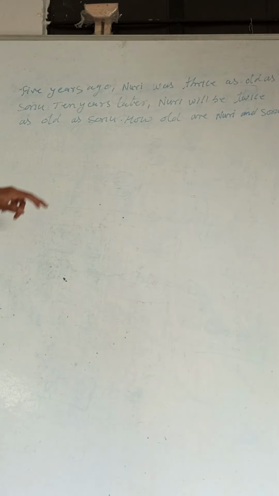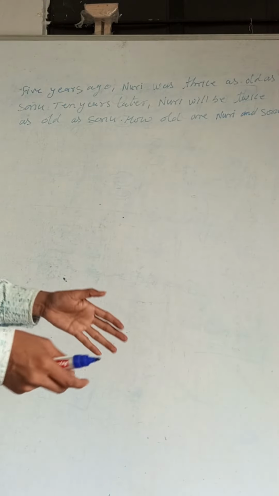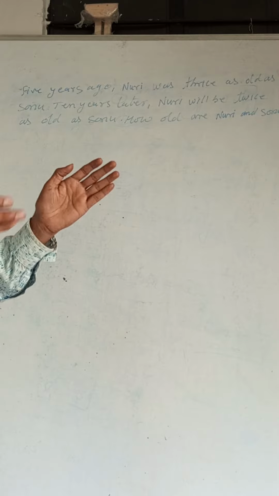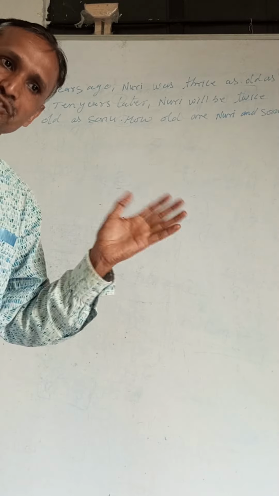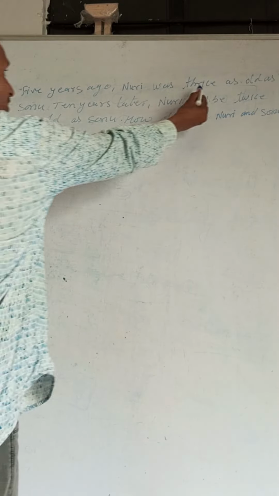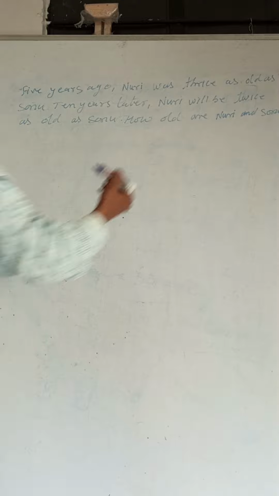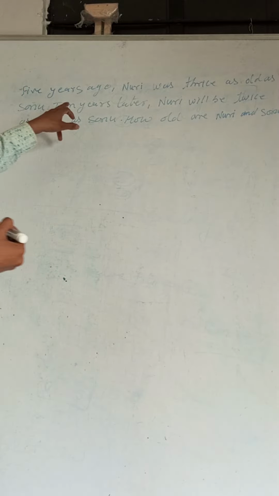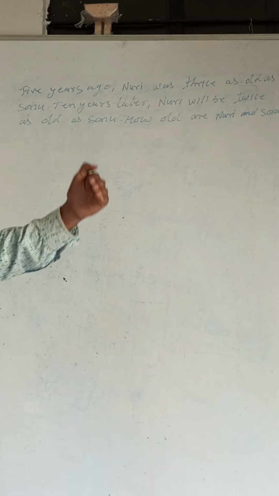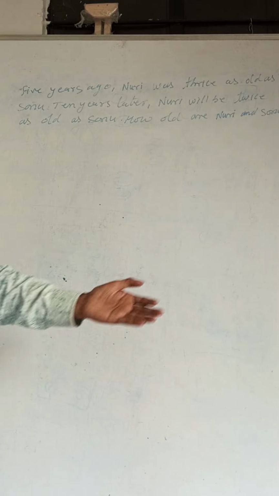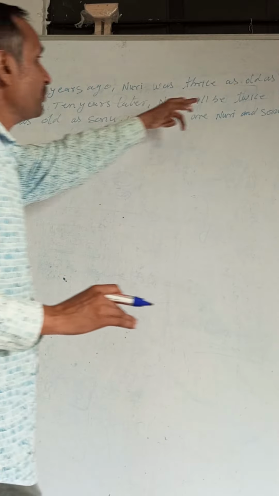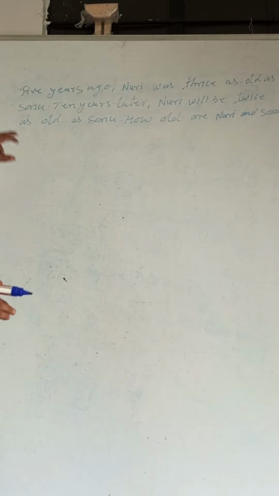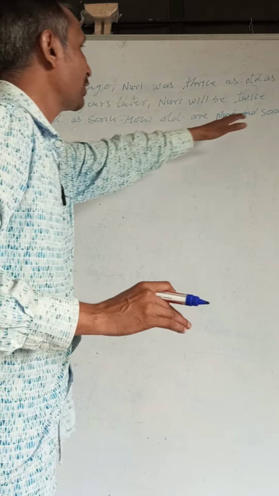Now the question is given: 5 years ago. Ago means before. Means today, suppose today is 2022, so 5 years back, 2017, Nuri was thrice, thrice means 3 times, as old as Sonu. Then 10 years later, means from now 10 years, this is 2022, after 10 years what will become, 2032, Nuri will be twice, means double, 2 times, as old as Sonu. How old are Nuri and Sonu?